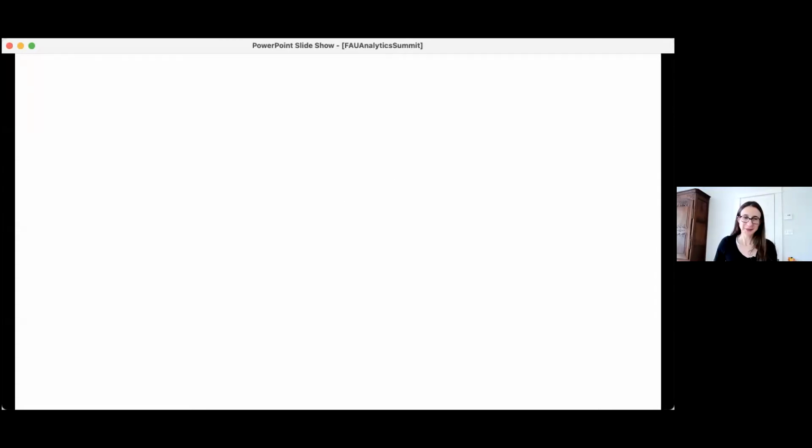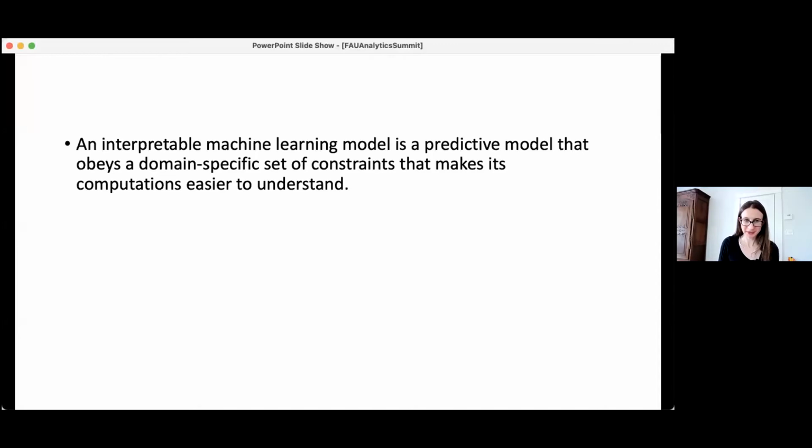Anyway, so what's an interpretable machine learning model? It's a predictive model that is constrained. It obeys a domain-specific set of constraints that makes its computations easier to understand. And I should mention that there is a spectrum between fully interpretable models, where you can understand how all the variables are jointly related to each other, and then on the other end are loosely constrained models, where the model has to decrease along one variable, for instance.